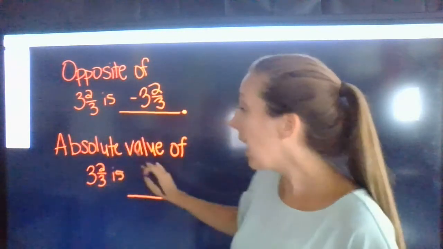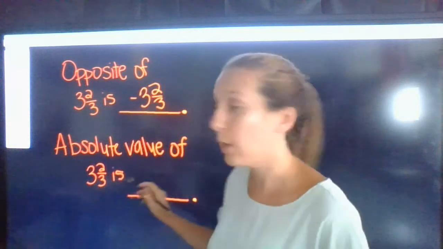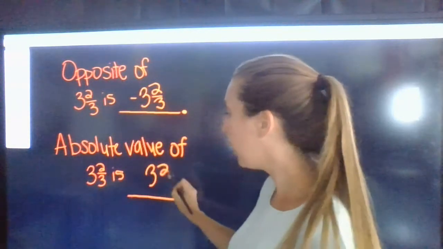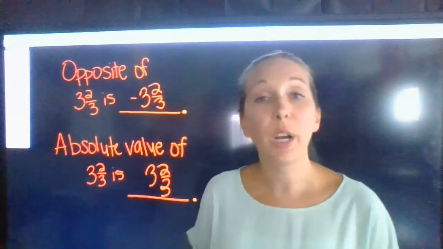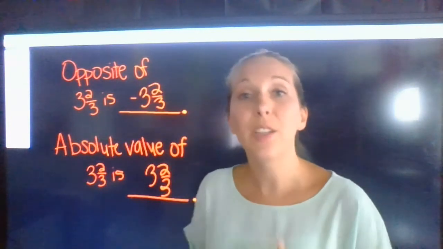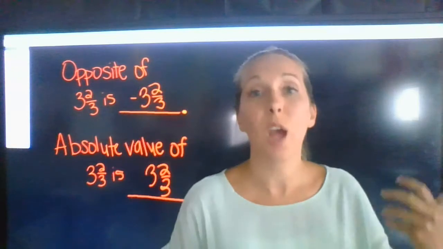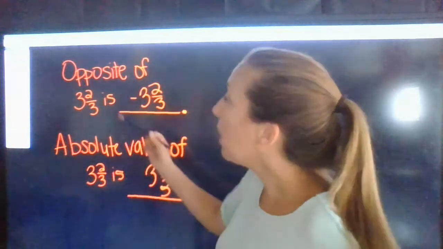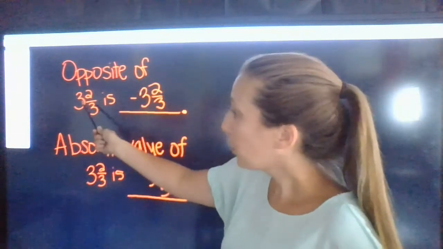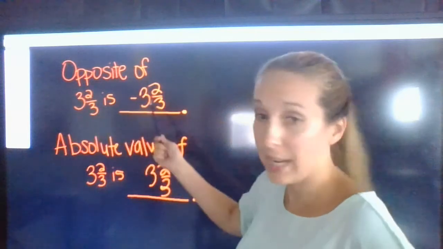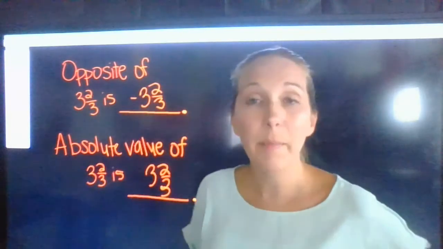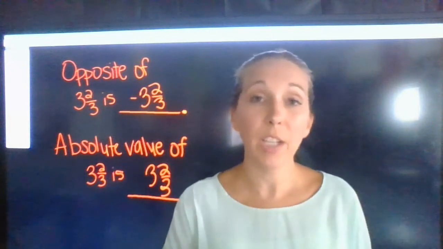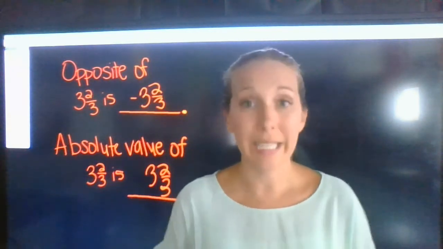Now with absolute value, it's a little different. The absolute value of 3 2/3 is 3 2/3 because it is 3 2/3 spaces from 0. So if you notice, the opposite of this positive is the negative, and the absolute value of this positive is still a positive because you're not asking for a direction, you are asking for a distance when you're talking about absolute value.